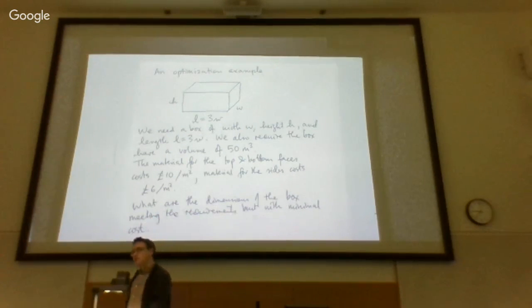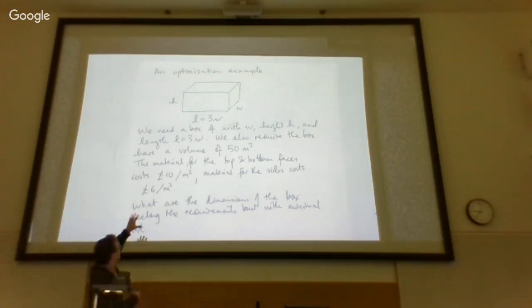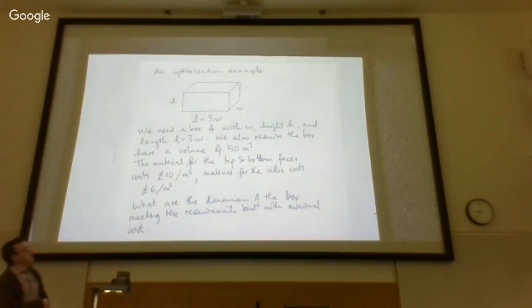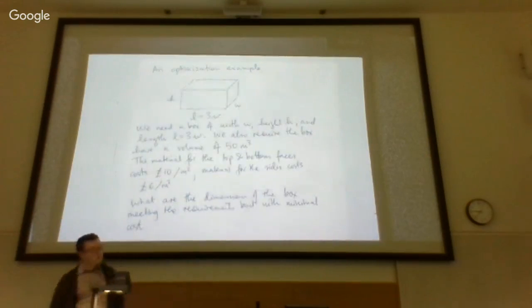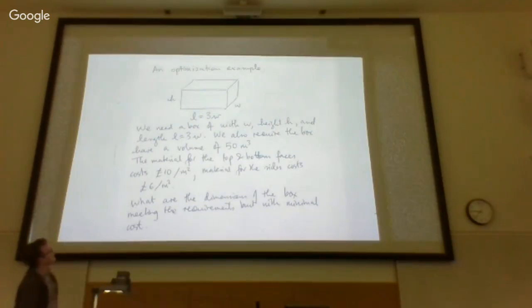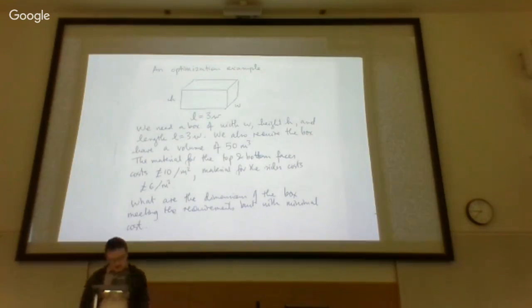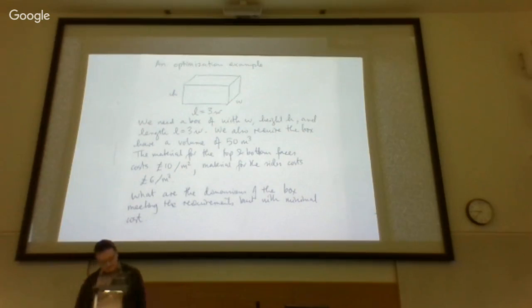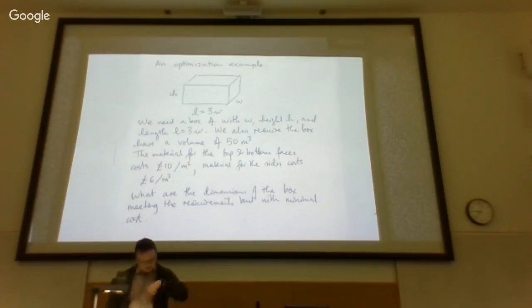So given these requirements, the length has to be 3 times its width. It has to have a volume of 50 cubic meters. You've got these at £10 and £6 per square meter, which would be the main contribution to the material cost of the box. There are other small ones, of course, the fixtures and fittings of the box, but material would be the main cost. So how can we minimize the cost of this?